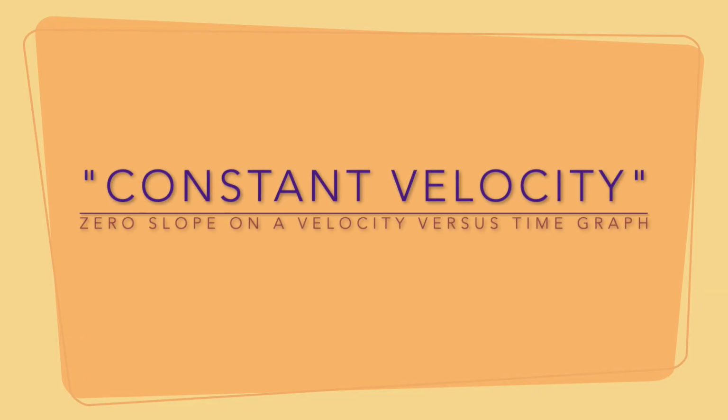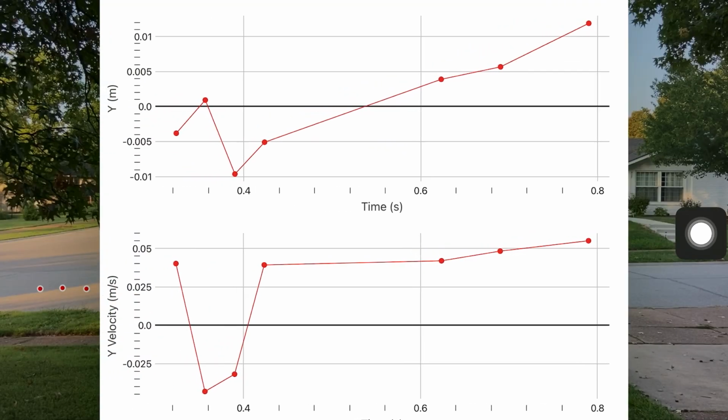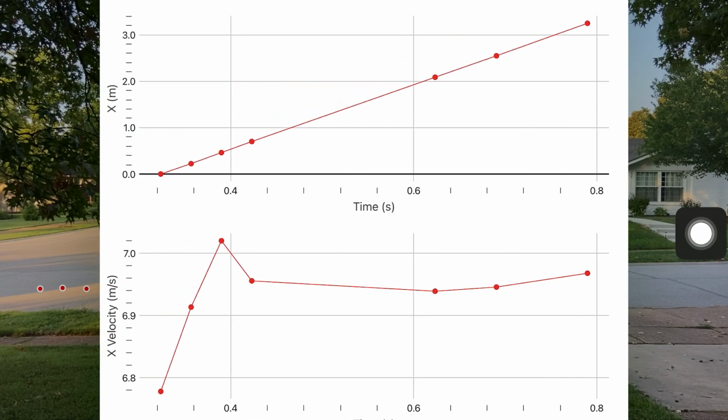In this lab, you are going to have 3 videos. You're going to have one with constant positive velocity, one with 0 velocity, and one with constant negative velocity. So what does constant velocity mean? Constant velocity means that if we were to look at the velocity versus time graph, the slope would be 0.